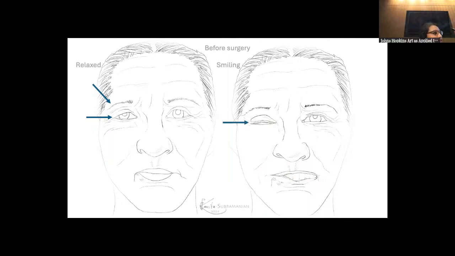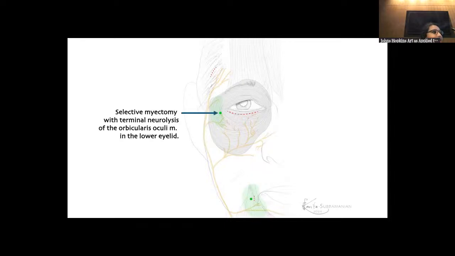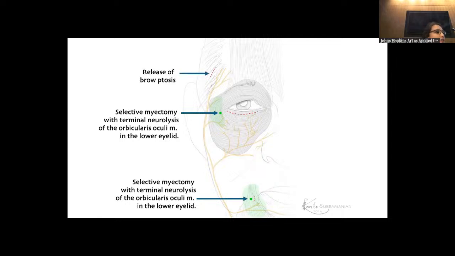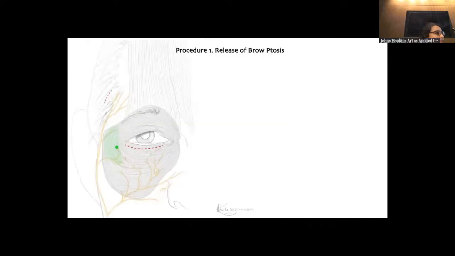The second procedure to correct the lower eyelid is a selective myectomy with terminal neurolysis of the orbicularis oculi muscle. And the third symptom, the patient has an incomplete smile due to a hypertonic depressor anguli oris muscle at the edge of the mouth. This will also be corrected with a selective myectomy and terminal neurolysis of the affected muscle. The procedures begin with lidocaine injections in these sites near the eye and then the mouth. Lidocaine is not used for the forehead incision to correct brow ptosis. I will focus on the first 2 procedures near the eye.